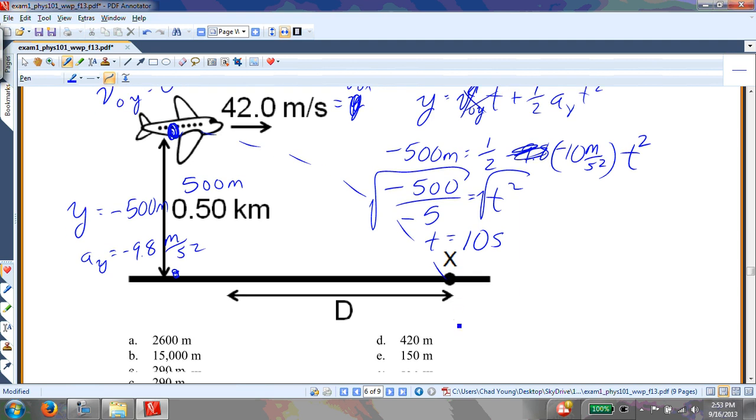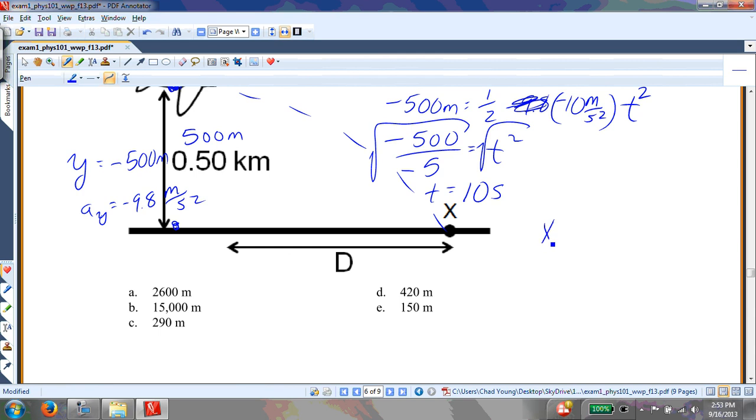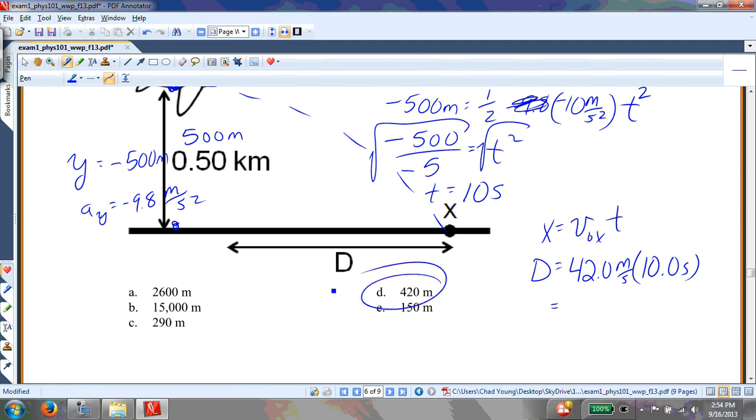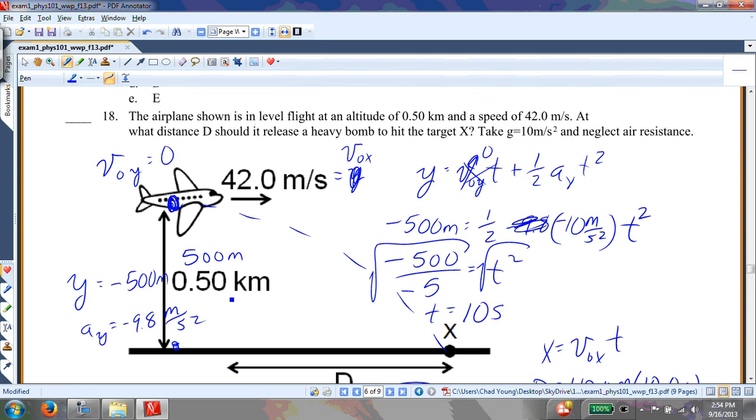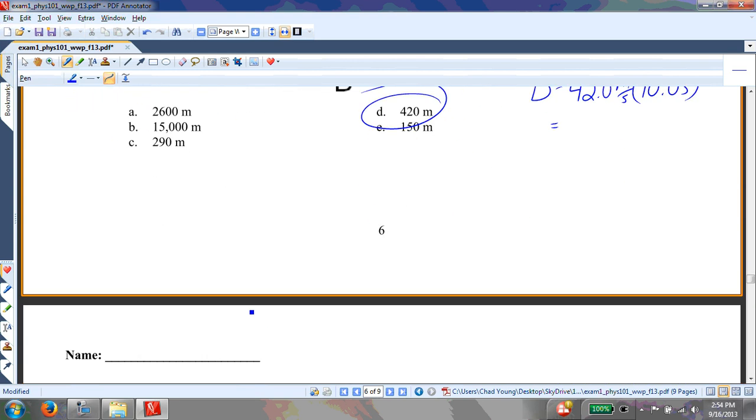And so now I want to know what D is. I know that X is equal to V naught X times T. X is the same as D here. V naught X is 42 meters per second, T is 10 seconds. So D is going to be 420 meters. The distance D, that was number 18. Yeah, so number 18 is D.